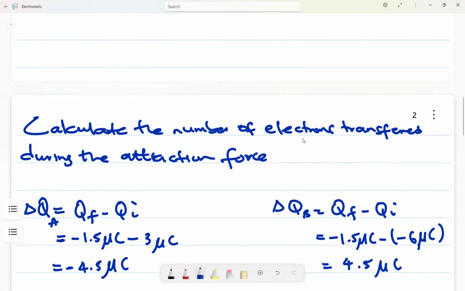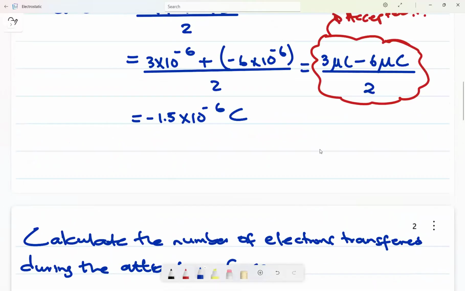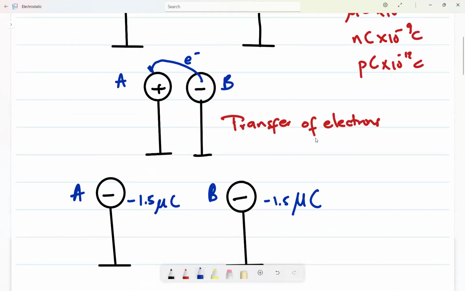Why are we getting for B it is positive, for A it is negative, but the value is the same? It is because when B was transferring electrons to A, B became less negative. B acquired more protons relatively. When you lose electrons, you become positive. Even though you might not become positive, it means you are decreasing the number of electrons that you have. Therefore it makes the number of protons appear more. But this one was positive.